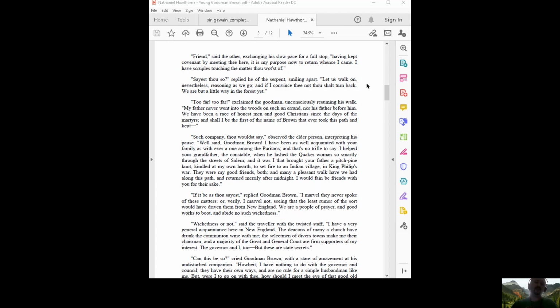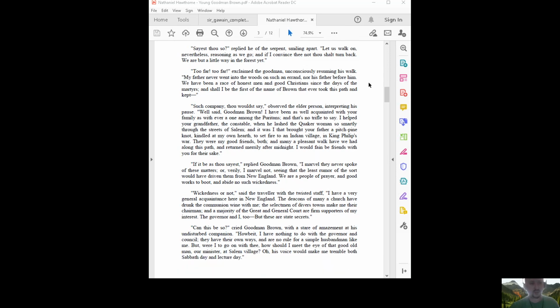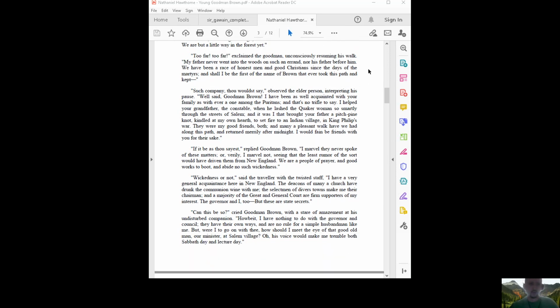Notice the figure is tempting him to go on when he has doubts, tempting him to go further into the forest with him, to walk with him a bit more yet. They haven't been too far yet. Temptation is a thing here.